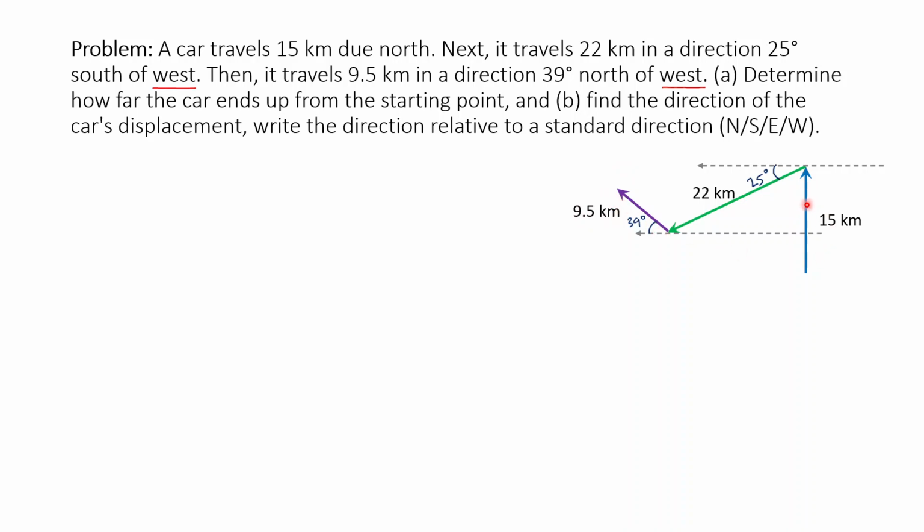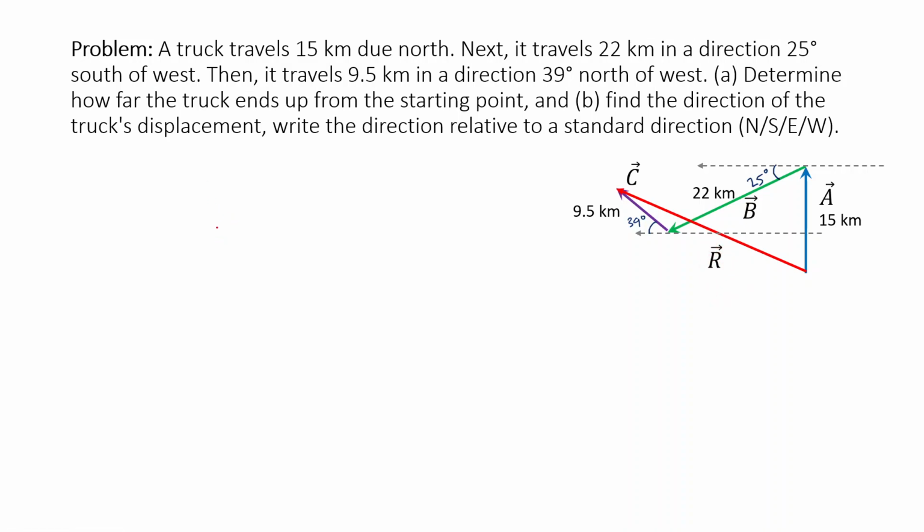Let us take this vector A, this B, and this C. This is the initial position of the car and this is the final position. Draw a vector from here to here. This is the resultant vector. You need to find the magnitude and the direction of this vector.